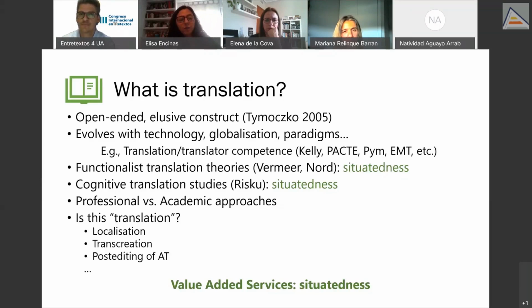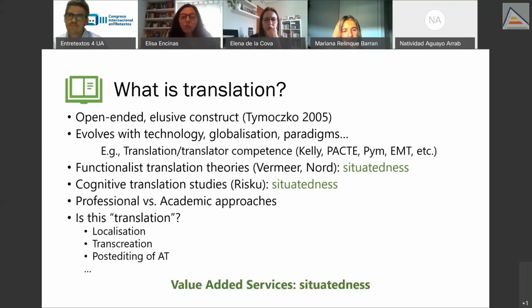I always use functionalist translation theories, as I said, because that's the theoretical background that I need to explain to my students that translation is not an isolated activity. It always takes place within a context in the real world, and that brings us again to situatedness. Situatedness is a very interesting concept that has long been studied within cognitive translation studies. I'd like to highlight the studies by Risku, very inspirational when it comes to designing translation classes.